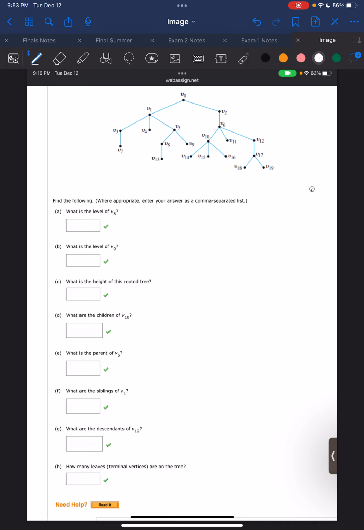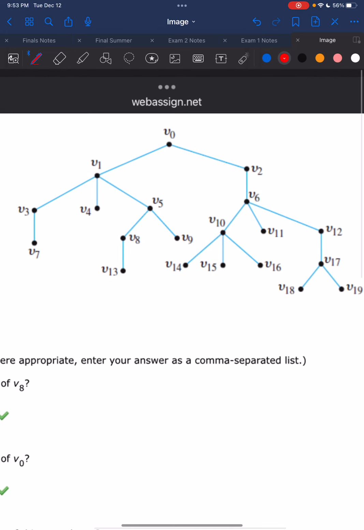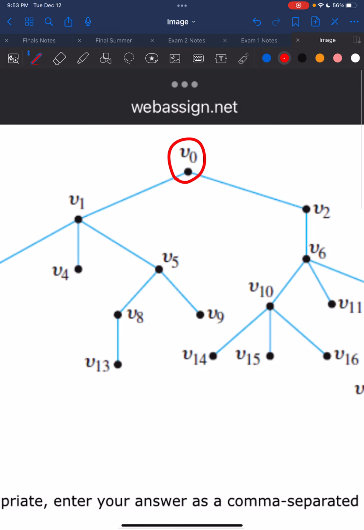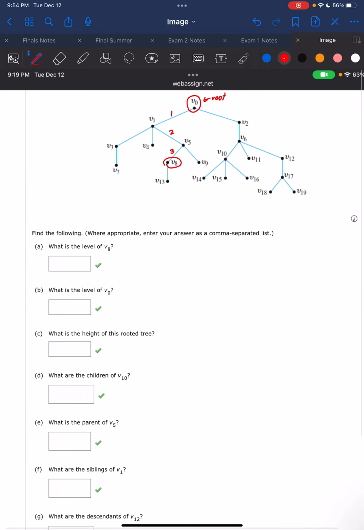So the level of V8 would be the amount of edges between the root and V8. So let's first identify the root. So the root in the tree would be V0, so let's label that root. And then we're trying to find the amount of edges between V0 and V8. So first edge would be from V0 to V1. The second edge would be V1 to V5. And the third edge would be V5 to V8. So there are 3 edges between V0, which is the root, and V8, which means the level of V8 is 3.